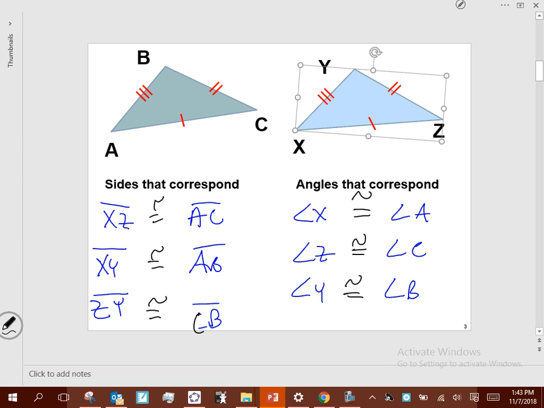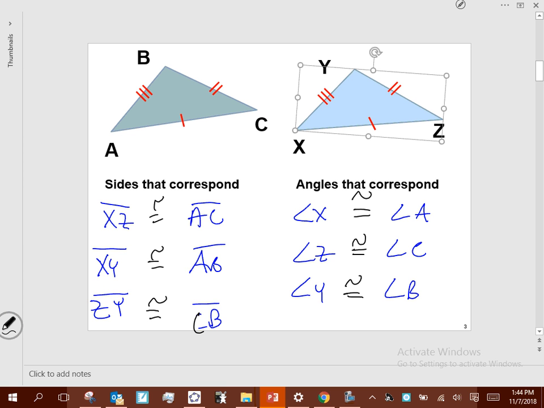If this was 2 quadrilaterals, I would need 4 angles congruent to 4 angles and 4 sides congruent to 4 other sides. Does that make sense? So I would need 8 things. If it was a pentagon, I need 5 angles congruent to 5 angles, 5 sides congruent to 5 sides. So I need 10 things. However many sides I have or however many angles I have, I need double that in individual congruencies to show the shapes are congruent.